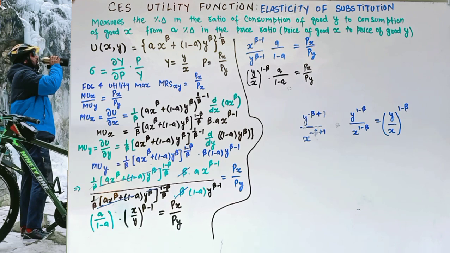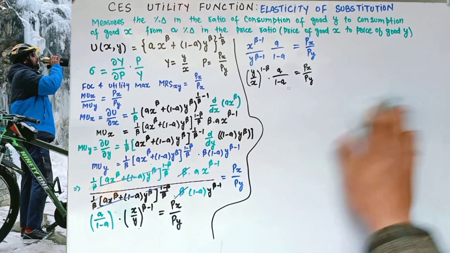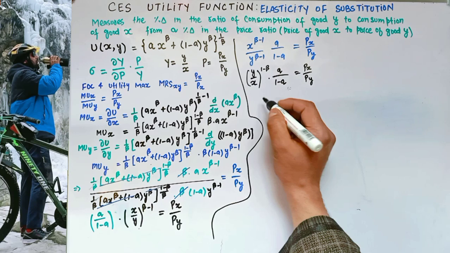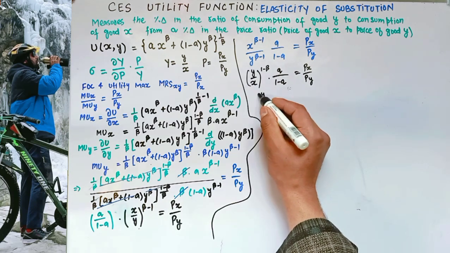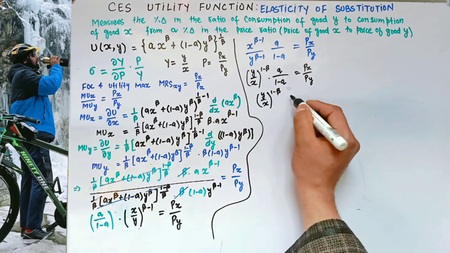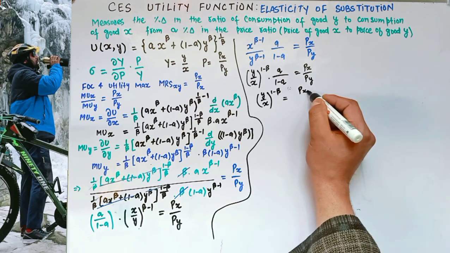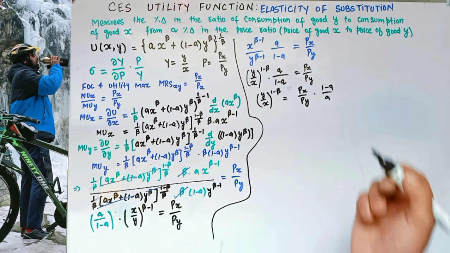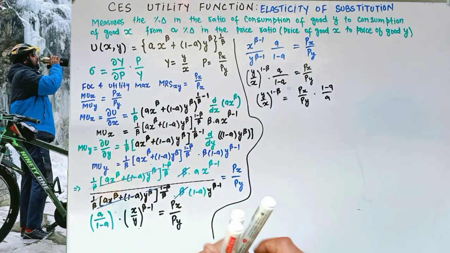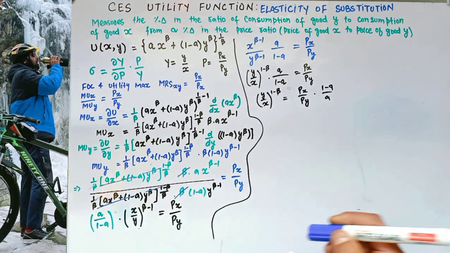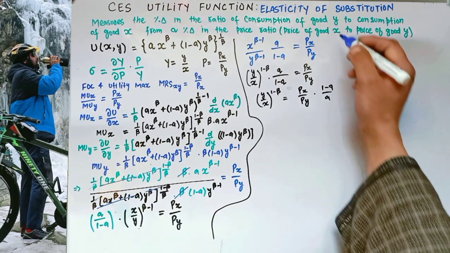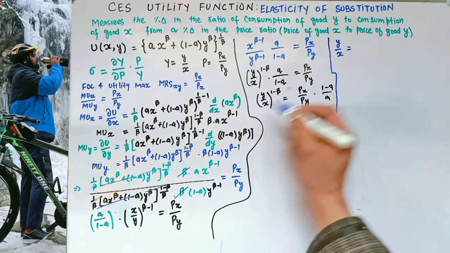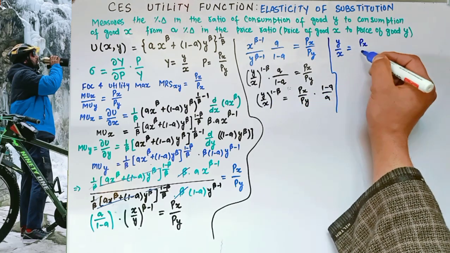So let me rub this out. We need to solve this for y upon x. We have y upon x raised to the power 1 minus beta equal to the price of x upon the price of y. If I transpose this, it will become 1 minus a upon a. Now transposing the exponent, it becomes the exponent in reciprocal order. So we will get y upon x equal to, if I reciprocate it, price of x upon price of y.